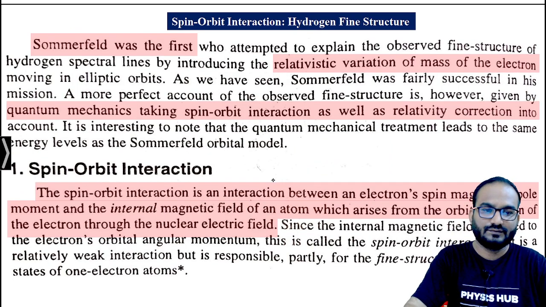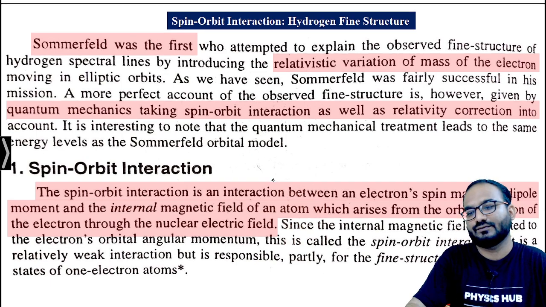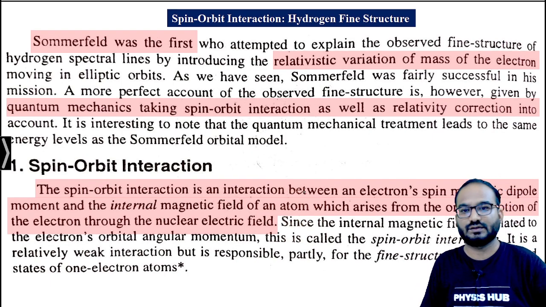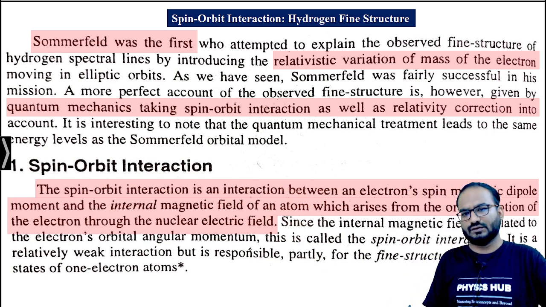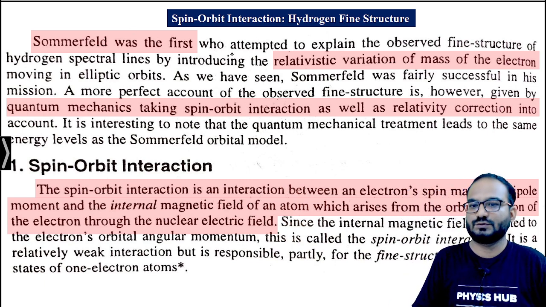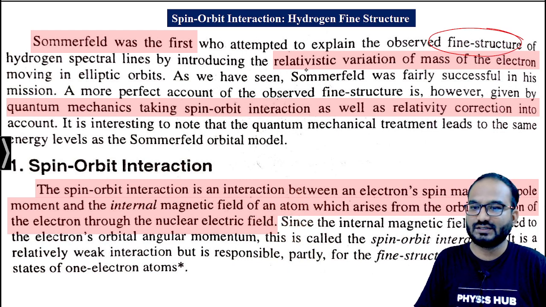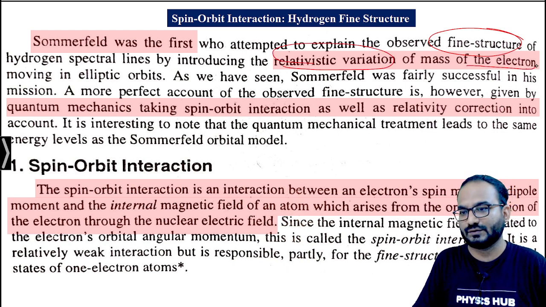This one we have taken from Rajkumar's book. You can refer to Rajkumar's book as a standard book for atomic and molecular physics. It is very good, especially for atomic physics, and molecular physics is also there. Sommerfeld was the first who attempted to explain the observed fine structure of hydrogen spectral lines by introducing the relativistic variation of mass of the electron.